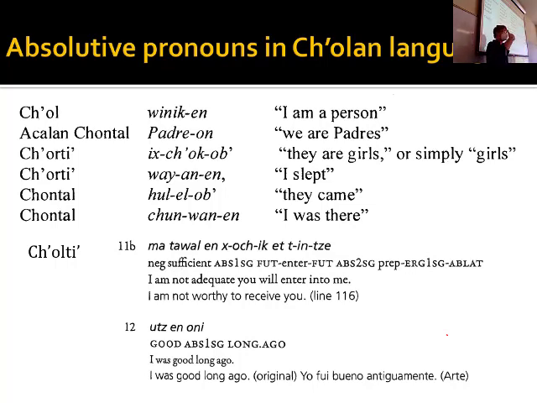And once again, because it's a third person, there's no other marker. So we would also put a little zero. And then chunwanen, I was there. Literally, I sat there. Because since there's no verb to be, as such, in Mayan languages, you have to express the state of being somewhere through a different verb.